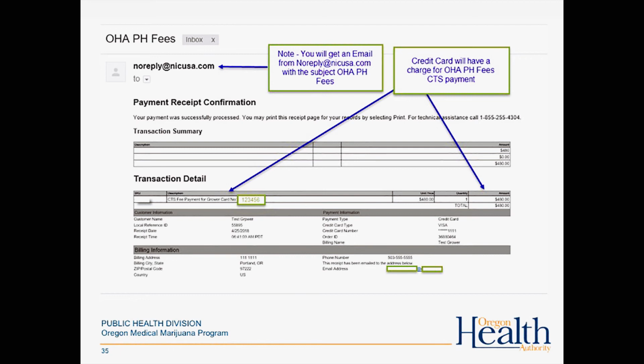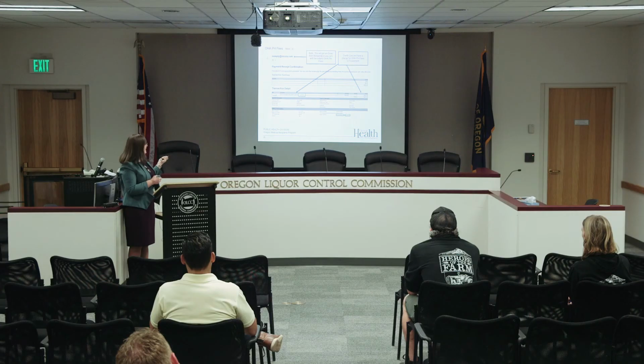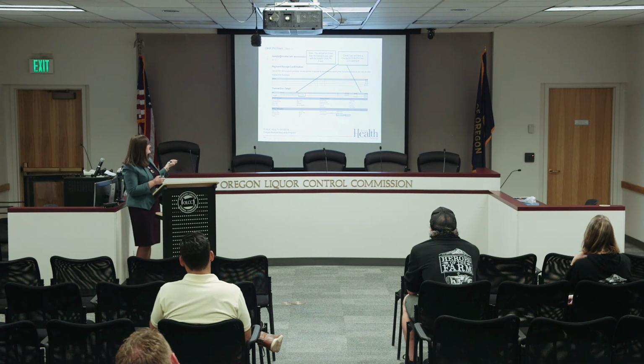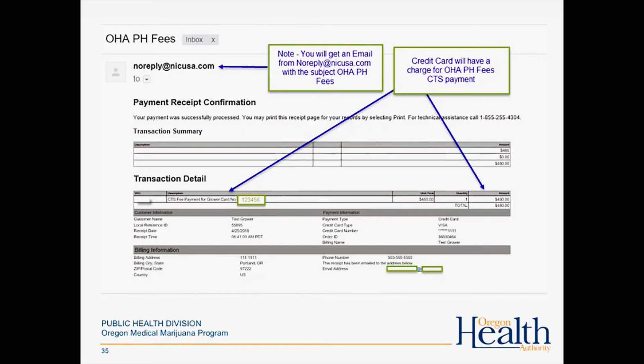You will also get an email on the payment itself, and this is coming from the vendor. I like to point this out again to make sure you're aware of where that payment's coming from. Another thing that's really important is to know that this is what's going to show up on your credit card statement: OHA, PHD fee, CTS. Sometimes people get confused as to what this is for. That's where it's coming from. That's how it's marked on the actual transaction.